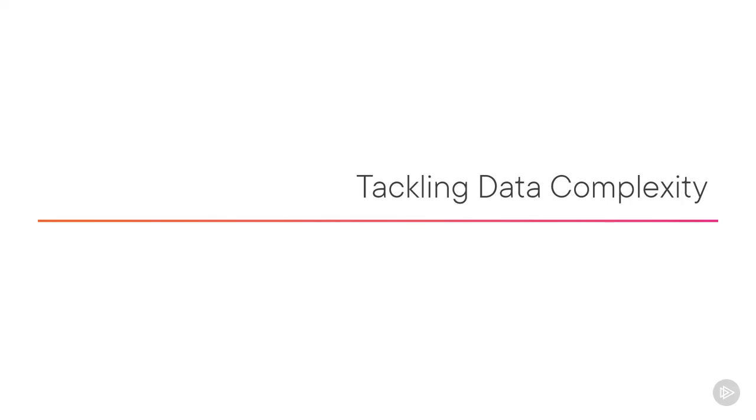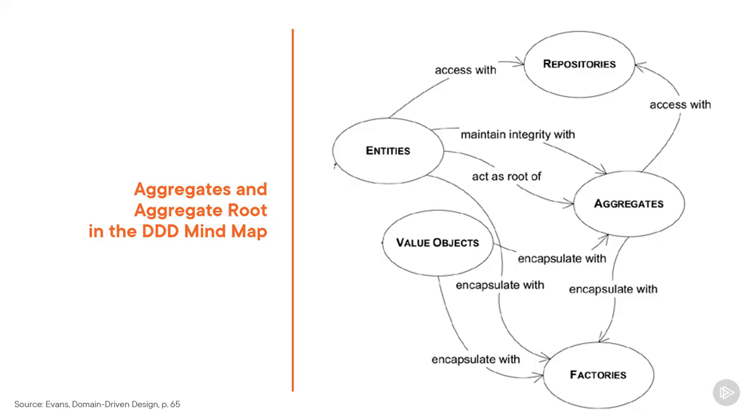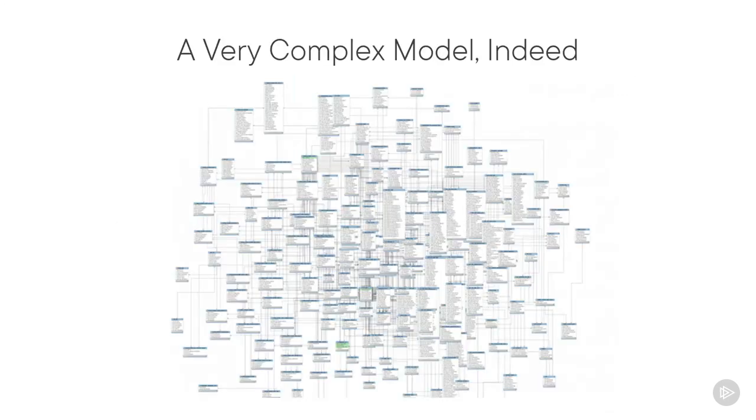Let's start by considering data complexity. If you've ever worked on a relatively large or mature application, you've probably seen some fairly complex data models. One way to reduce the complexity that we already talked about is using aggregates and aggregate roots, which you've seen in the DDD mind map. Another is by limiting how many bidirectional relationships you have in that data model. If your design doesn't have any clear notion of aggregates, the dependencies between your entities may grow out of control, resulting in a model like this one.